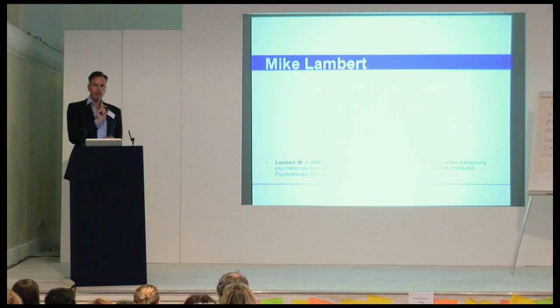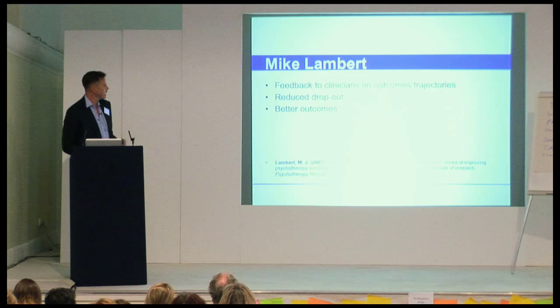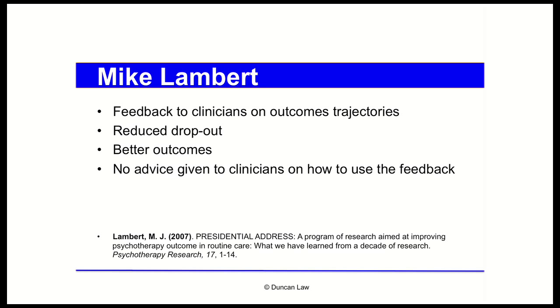Okay, two quick things about the evidence base. Again, this was mentioned earlier, but just to mention a little bit more in detail. Mike Lambert, who's written tons on this, and here's a reference which is pretty good as a summary of the work in adult mental health, did a piece of work where he worked out the expected trajectories of intervention. So how would you expect an intervention to go?